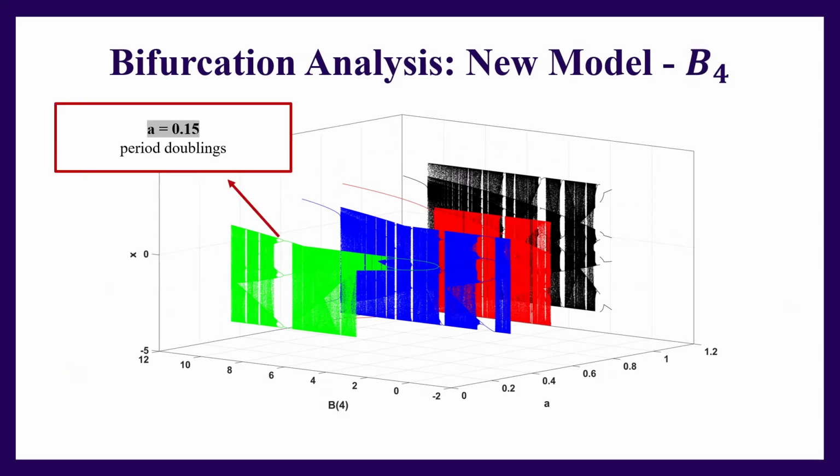In this parameter value, we have period doublings. In this case, we have again crisis phenomena. And here the system transitions from chaos to period 2. All this show that the modified model is very, very sensitive to both inhibitory and excitatory changes.